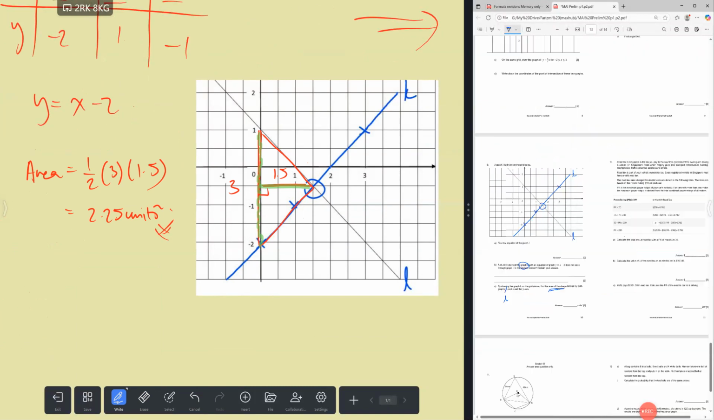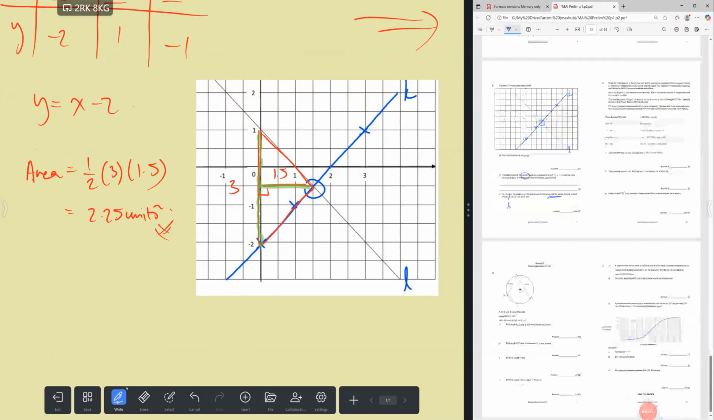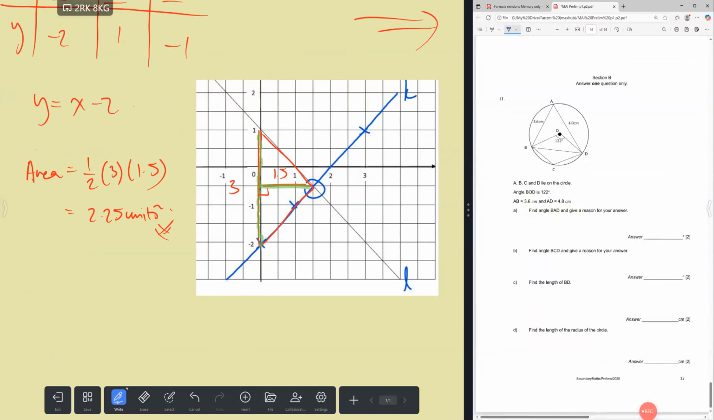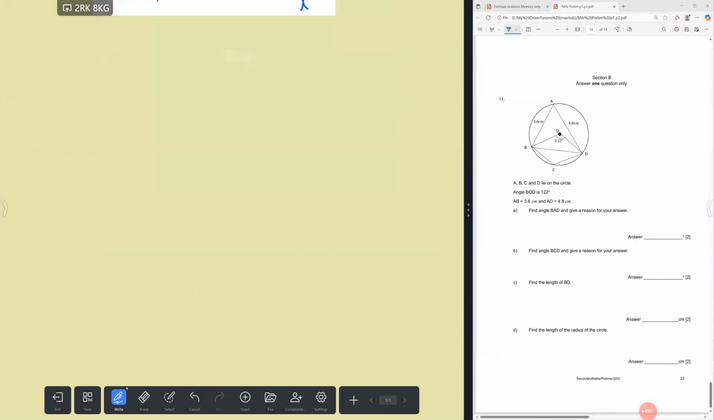Right. For next question 10, I'm going to skip. You can refer to the answer key. I'm going to focus on question 11. So let's run through this. Find angle BAD and give a reason for your answer. Where's BAD? Over here.